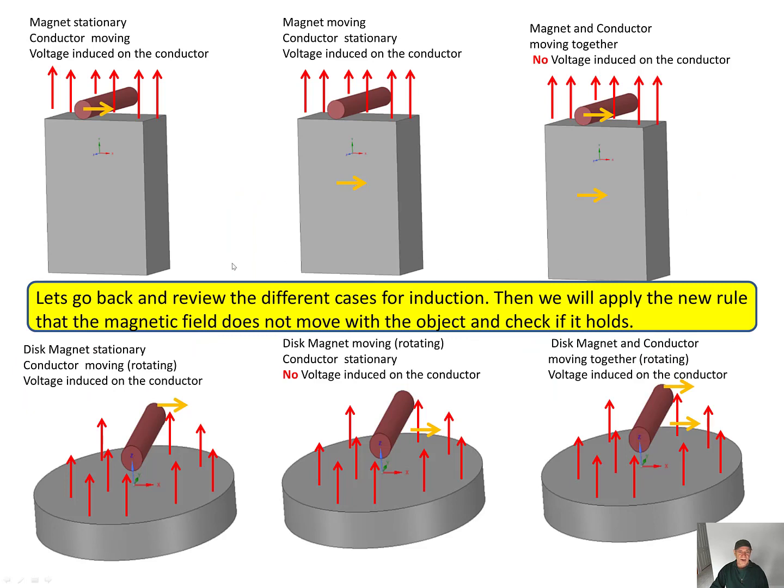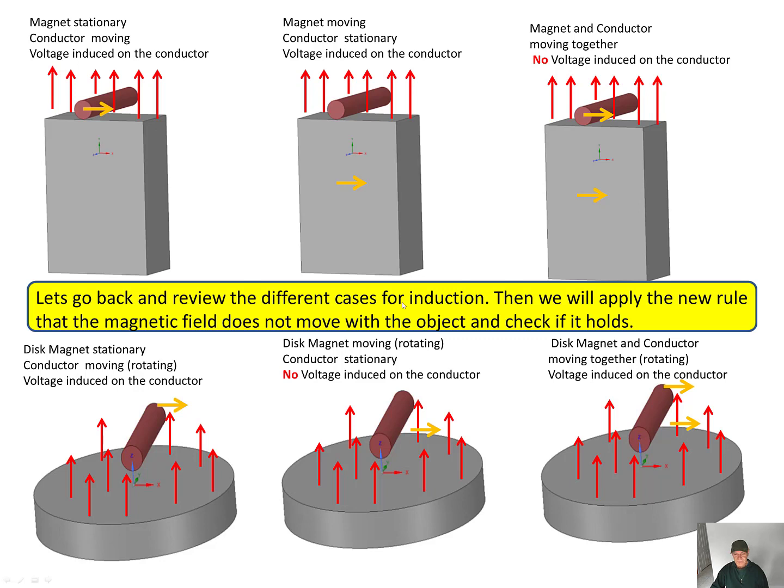Now let's go back and review the difference between a bar magnet and a disc. This is what we had before. Magnet stationary and conductor moving, voltage induced in the conductor. This is the same with the disc magnet stationary and conductor moving. Voltage, both are the same. Now, magnet moving, conductor stationary, voltage induced on the conductor. Here, this magnet moving, rotating, conductor stationary, no voltage induced on the conductor. Magnet and conductor moving together, no voltage induced on the conductor. But here, this magnet and conductor moving together, rotating, voltage induced.